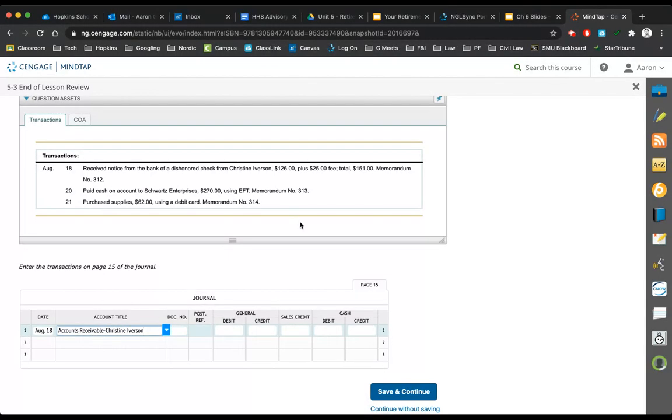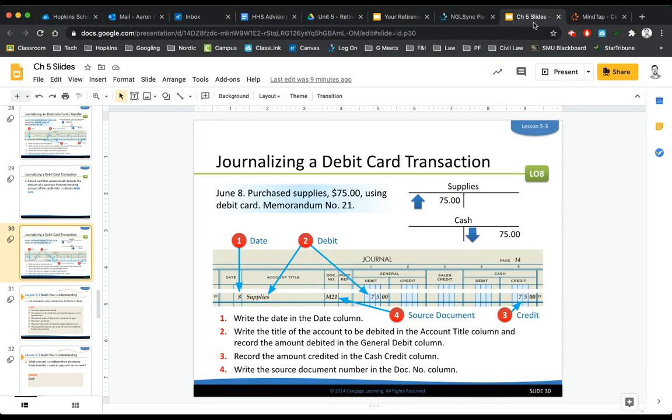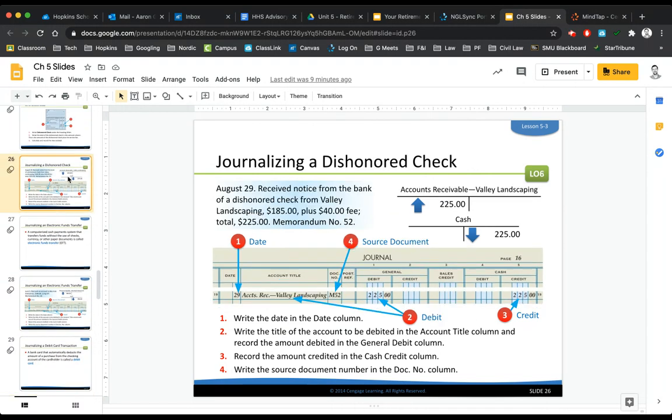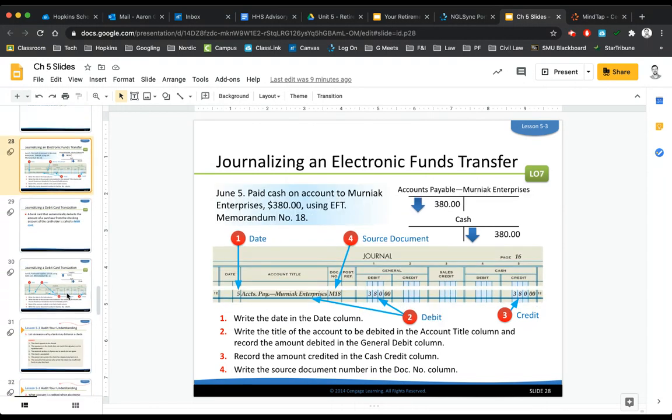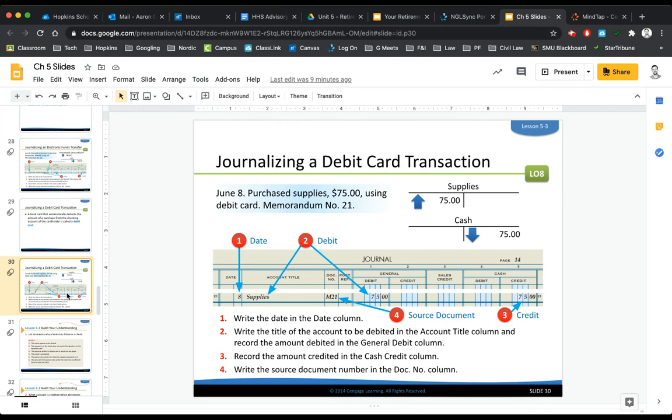And then go through, and instead of going through all these, I'll just leave it to you guys because the answers are right here, here, and here. And you should be familiar with journalizing transactions. Bring any questions to class.